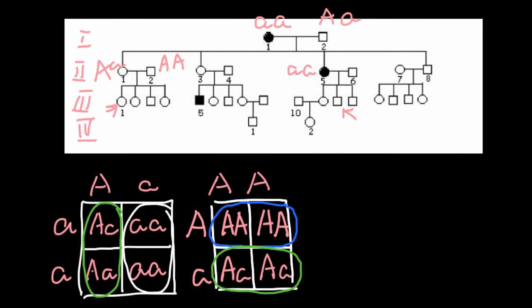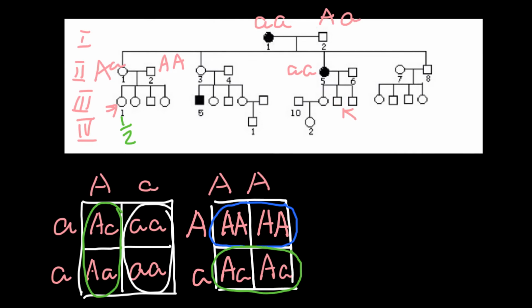So that means that for this child to be a carrier, the probability is 50% or 1/2. Let's put this probability here. So the probability that this child is heterozygous is 1/2.